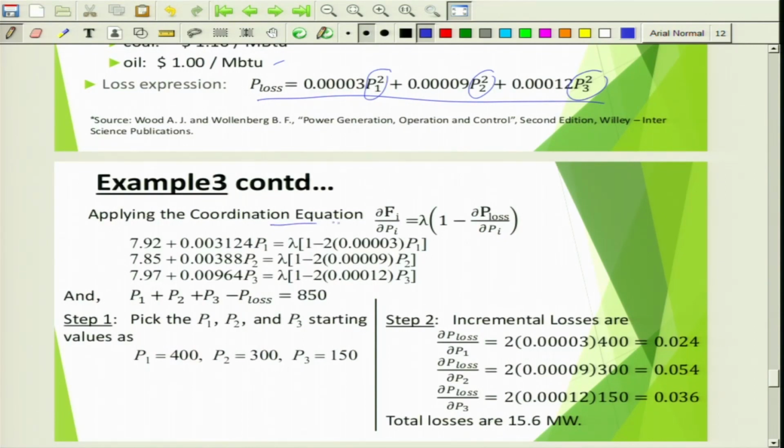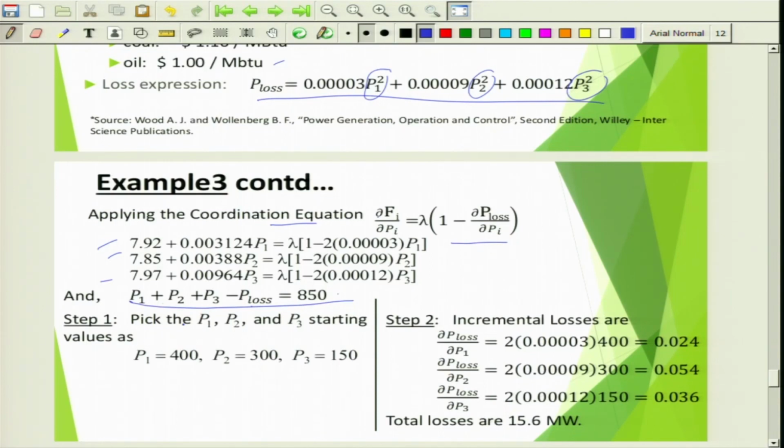Now apply the coordination equation, find out ∂F_i/∂P_i, which is equal to lambda into (1 minus ∂P_loss/∂P_i) for each of the generators, right? Then you will get these 3 functions, and there is a constraint which is total generation minus loss is equal to total demand, the load demand.